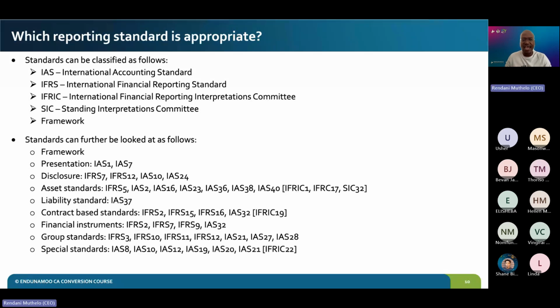Then the other is IS 21, which is foreign exchange transactions. I can buy an asset on credit from an overseas supplier. I can sell an asset to an overseas customer. I can enter into a transaction to buy a share that is denominated in a currency other than rands. So that will be part of the special standards.